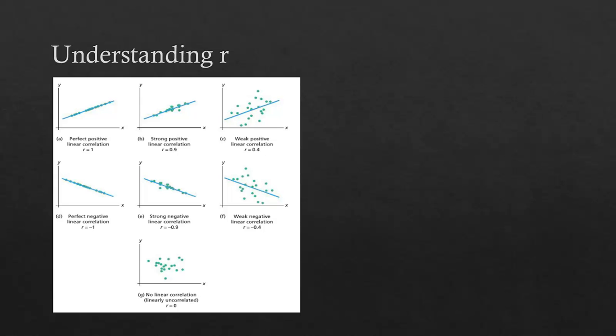Notice how these other ones are pretty much scattered about a line. Okay, and as you start getting closer to 0, the more scattered the data gets. So this kind of tells you that the stronger the correlation, the more the data is grouped along that line.